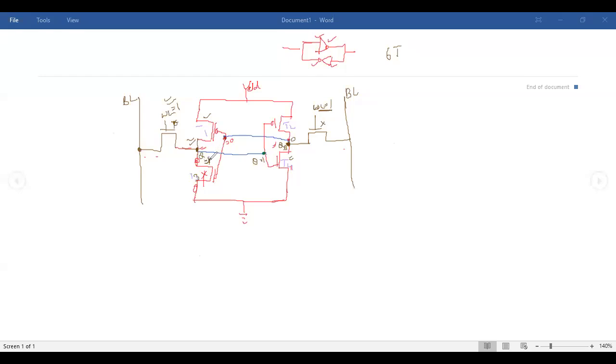Means you have Q equals 1, you want to make it 0. You have QB equals 0, and you want to make it 1. Right? You have QB equals 0, you want QB to be 1. You have Q equals 1, you want to make Q equals 0.